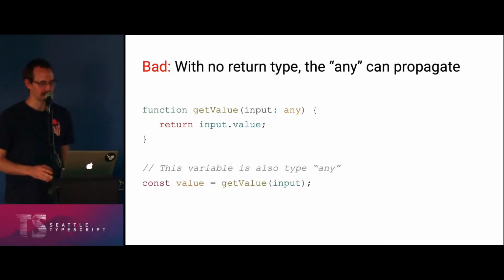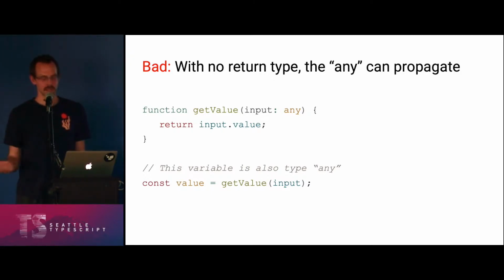It's also bad if you have no return type on the function, then the any can propagate. So here we are creating this value, but because we've returned a property of an any, it is still any. And so now this value is any, and you're spreading any all throughout your code base.